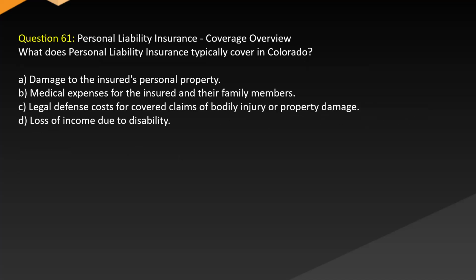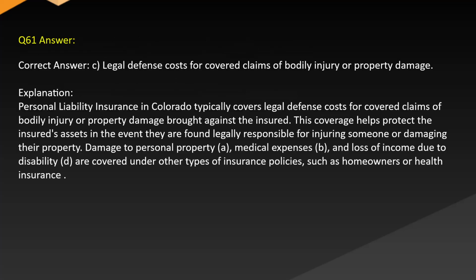Question 61. Personal liability insurance. Coverage overview. What does personal liability insurance typically cover in Colorado? A. Damage to the insured's personal property. B. Medical expenses for the insured and their family members. C. Legal defense costs for covered claims of bodily injury or property damage. D. Loss of income due to disability. Correct answer: C. Legal defense costs for covered claims of bodily injury or property damage.